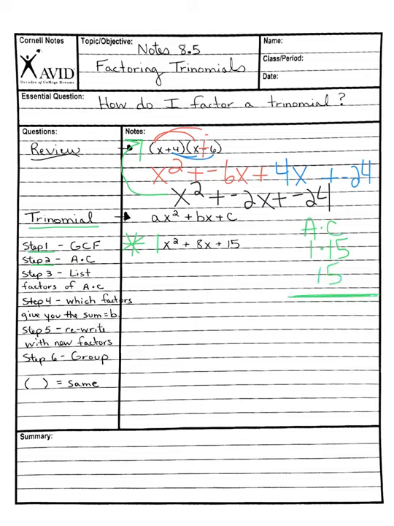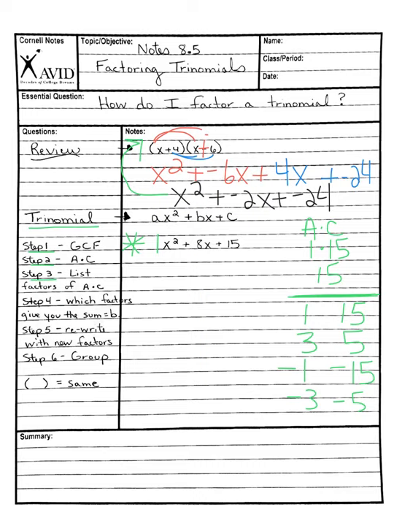Okay, so now step 3 is we're going to list factors of 15. So we know 1 times 15. Factors means multiplying. 1 times 15 gets me 15. I know 3 times 5 gets me 15. But this one is the one we sometimes forget. A negative 1 times a negative 15 will get me a positive 15. And a negative 3 times a negative 5 will get me a positive 15. So I listed my factors. That was step 3.